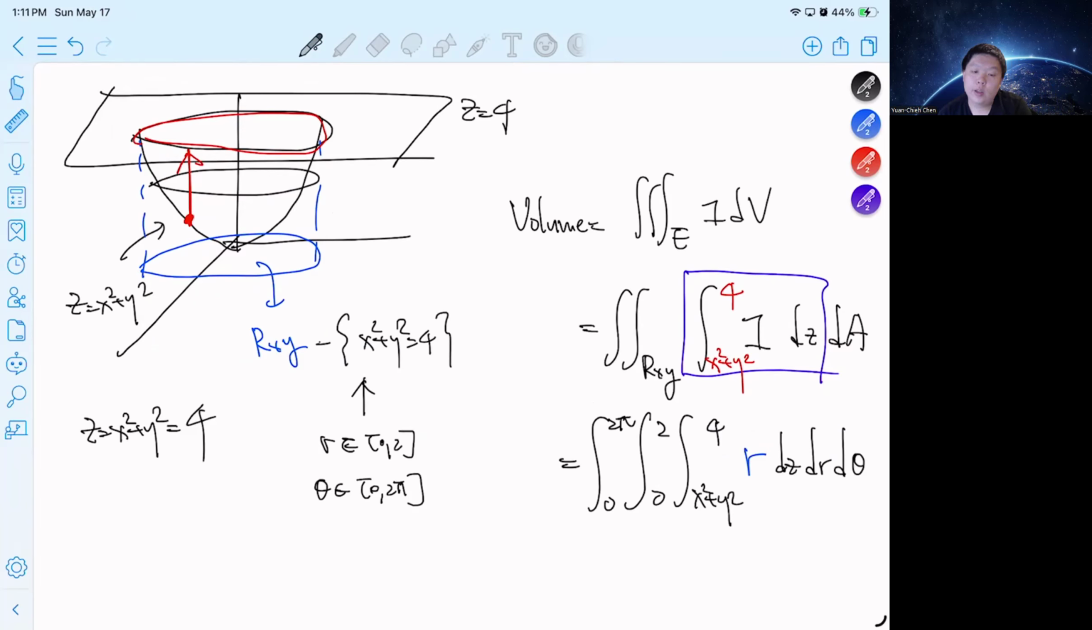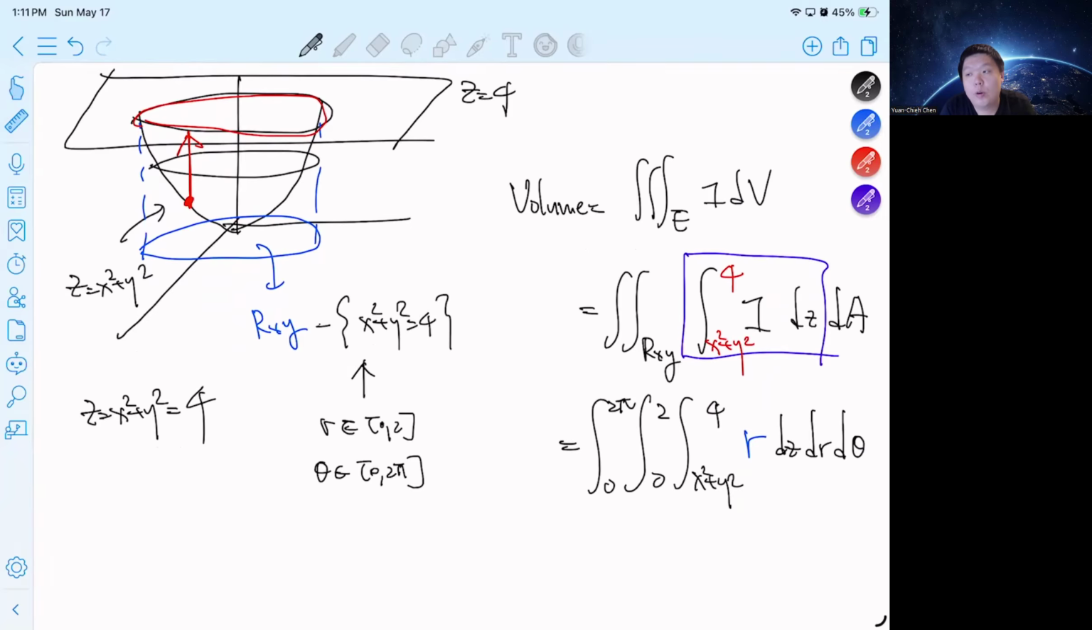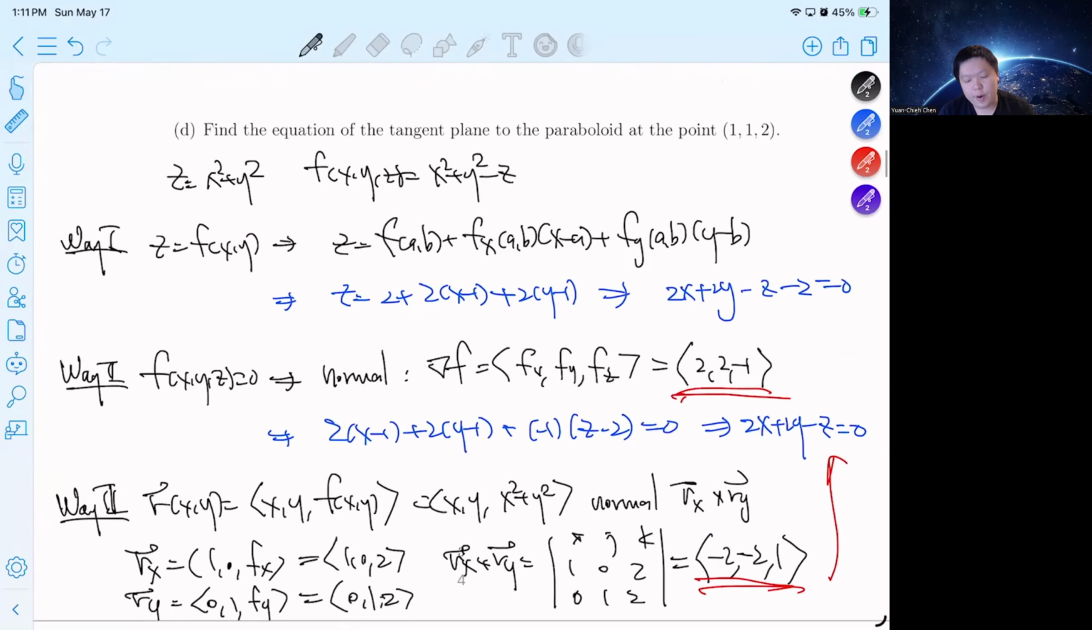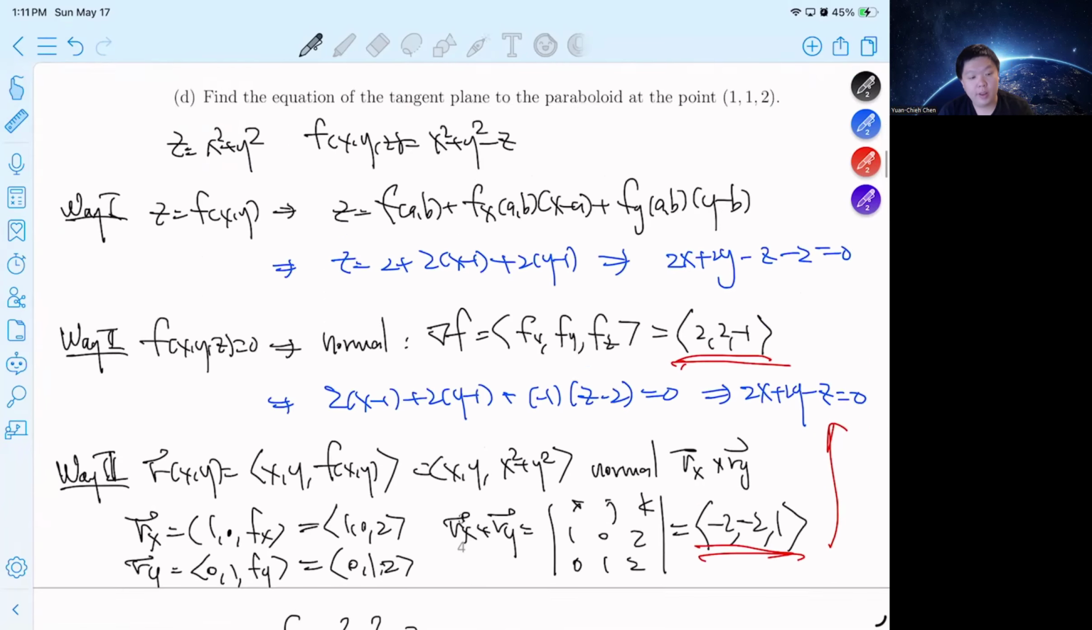So the calculation is doable, but I don't want to waste time with this. So that's question 1. We cover basic vector calculation, gradient, the quadratic surface, linear approximation, tangent plane, directional derivative, maximum directional derivative, and how to set up the integral using cylindrical coordinates and triple integral. That's question 1.